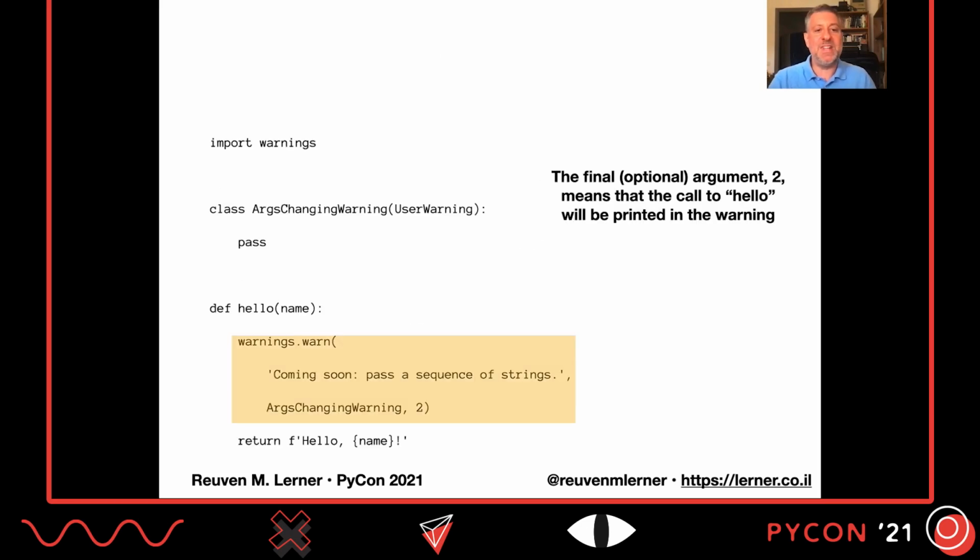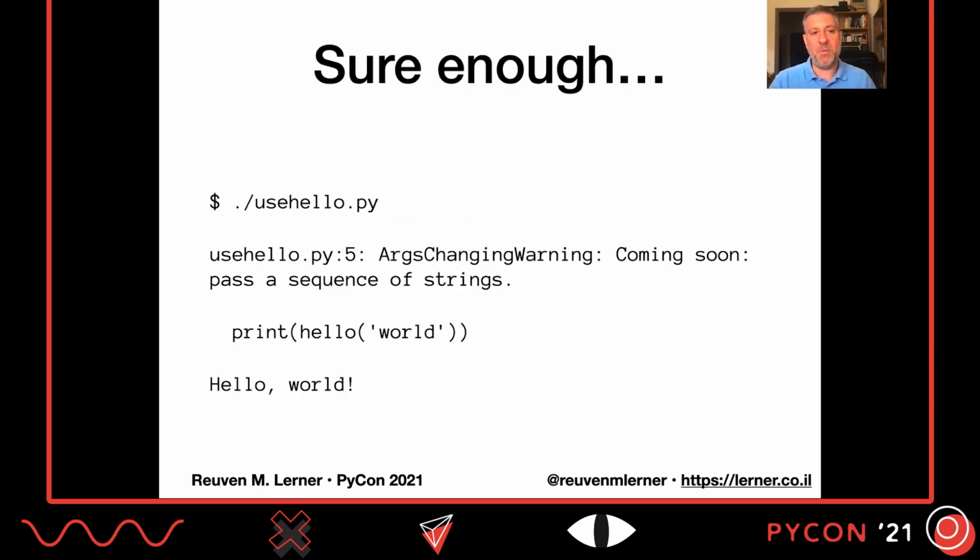And indeed, here we can see now if I call with ArgsChangingWarning, comma 2, we're going to see that the call to hello is what triggered it, not the call to warnings.warn. And sure enough, if I run use_hello.py, we're going to see that now it's on use_hello.py line 5, and it's going to say, hey, it happened here when you called hello. So many times it's going to be more useful.